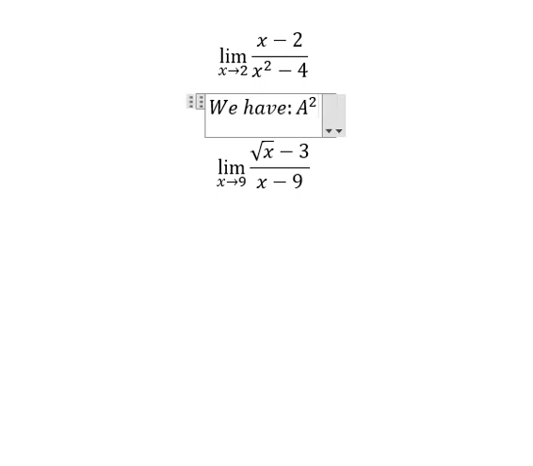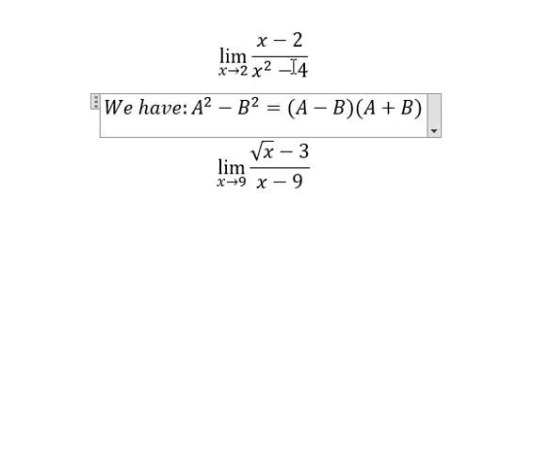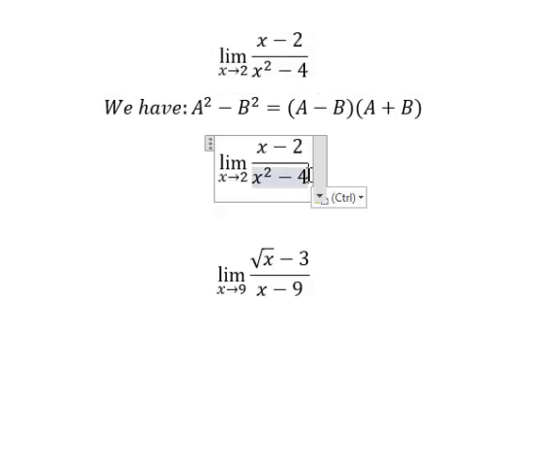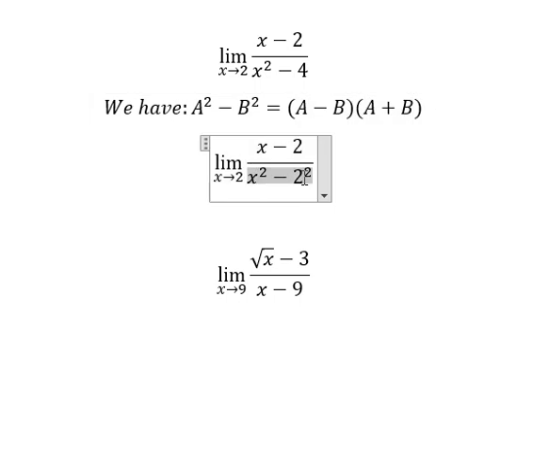A squared minus b squared equals a minus b multiplied by a plus b. So we know that number 4 is 2 to the power of 2. Now we need to transform this one into this one, and we have it like this.